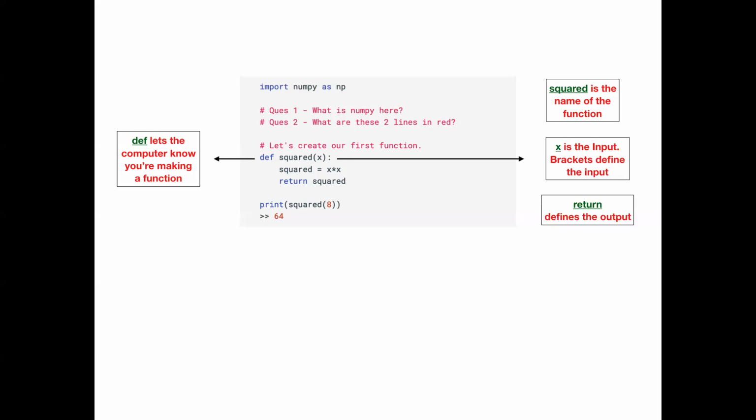So this is sort of the anatomy of a function. You start with the def. You may or may not specify any input. Here we specify an input x. You could specify more than one input.